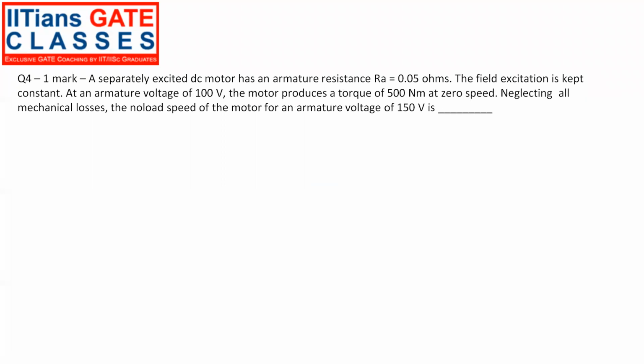Question 4, it's a 1 mark question and it is from DC machines. So what does the question say? A separately excited DC motor has an armature resistance of 0.05 ohms. The field excitation is kept constant. At an armature voltage of 100 volts, the motor produces a torque of 500 Newton meter at zero speed. Neglecting all mechanical losses, they are asking us to find the no load speed of the motor at an armature voltage of 150 volts. So let's see the solution, guys.